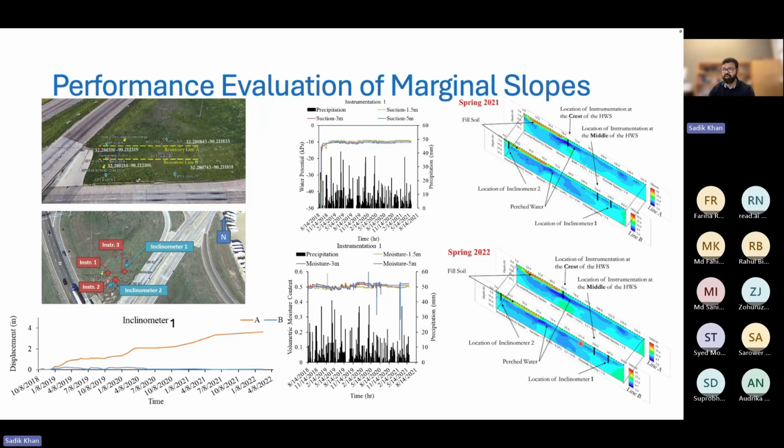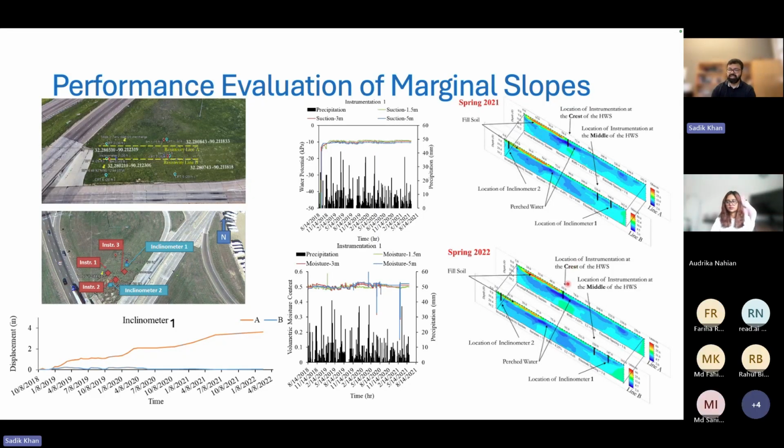We looked into a field study at Terry Road, where we can look into the inclinometer results, and we can also see how the matric suction and the moisture content are changing, how the moisture is being held within the slope at different times, and how this moisture keeps increasing.